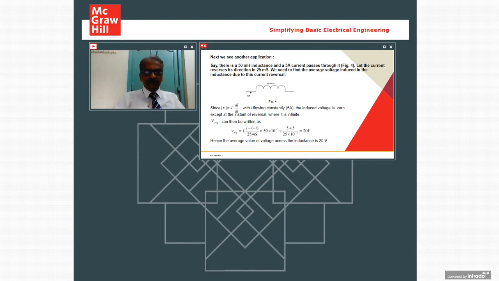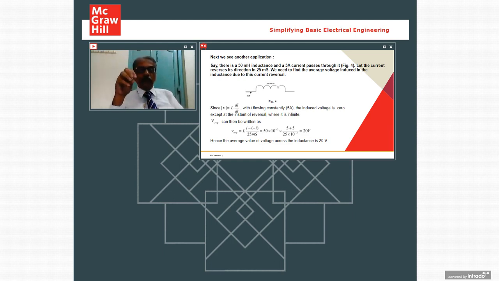This is an inductance. Now the question is: a 50 millihenry inductance, 5 ampere current passes through it. The current reverses in the opposite direction in 25 milliseconds. We need to find the average voltage induced in the inductance due to the current reversal. The solution is given. You see that the average voltage is calculated. The current is going from, say, -5 to +5.